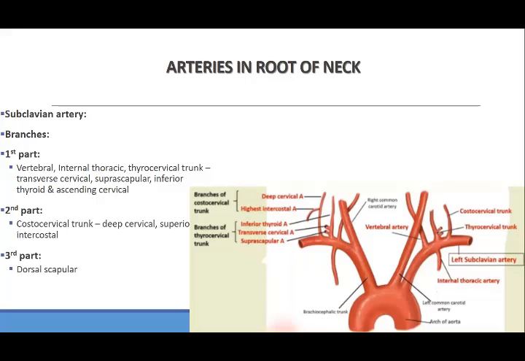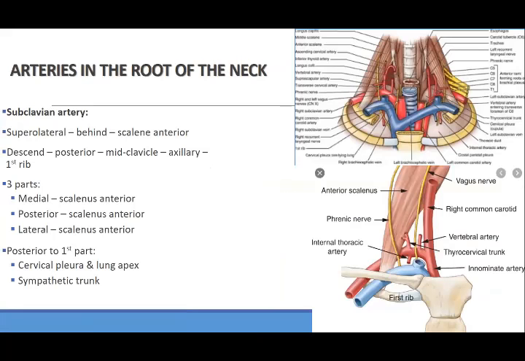Okay, so let me go over it once again. Subclavian artery, please remember these branches. These should be on the tips of your fingers. First part, medial to the scalenus anterior. Yeah. First part is medial to the scalenus. ये scalenus anterior muscle है. First part is medial to the scalenus anterior. Second part is posterior to the scalenus anterior. And the third part is lateral to the scalenus anterior.